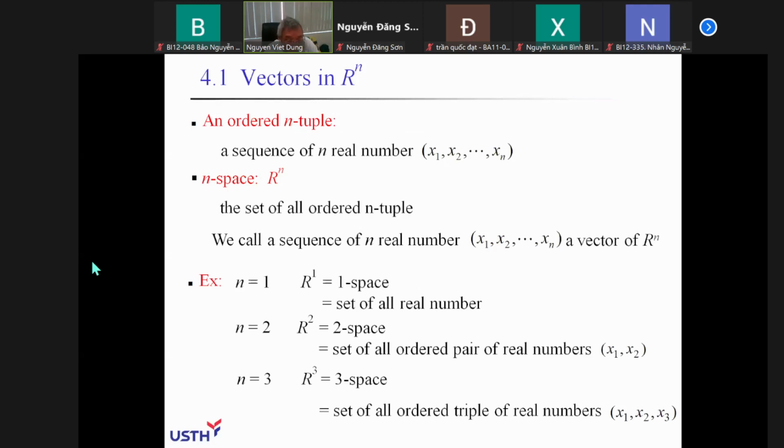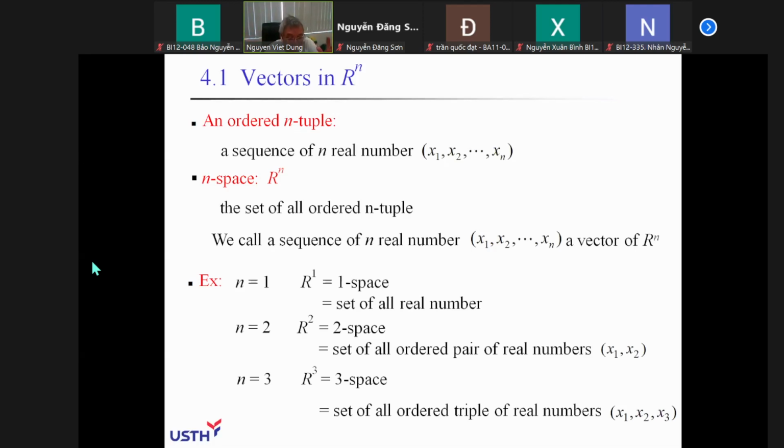For n equals 2, R2, here we call it the two space. That is the set of all ordered pairs of real numbers x1 and x2. And in Vietnamese we have it like mặt phẳng tọa độ, or in English, the coordinate plane. We know this already from high school.